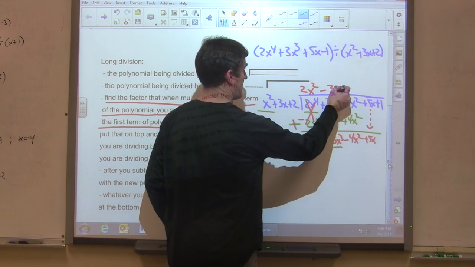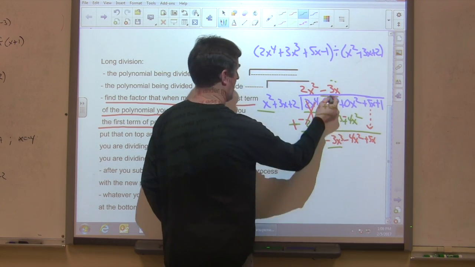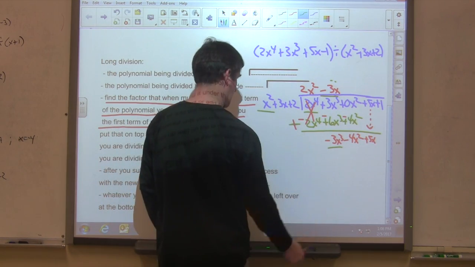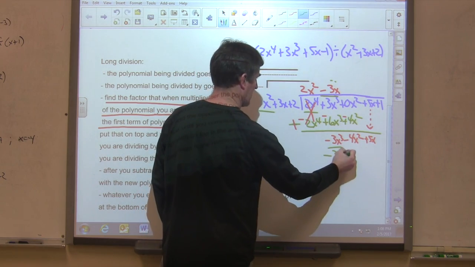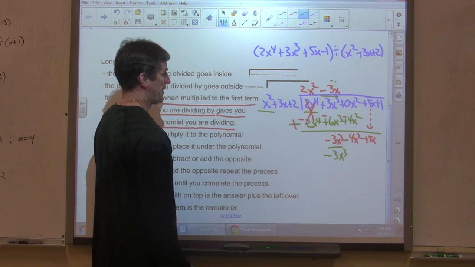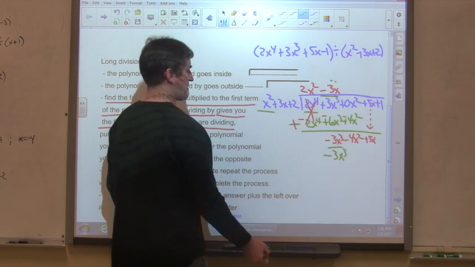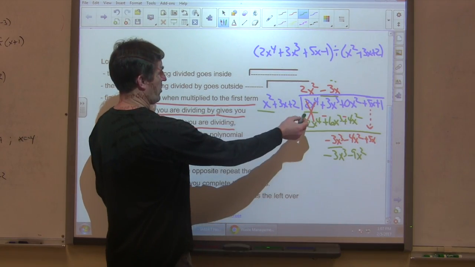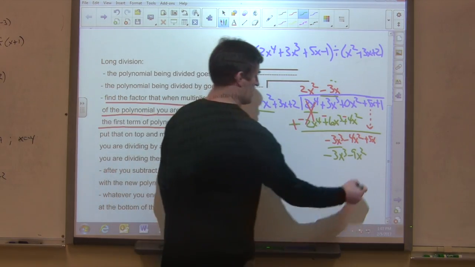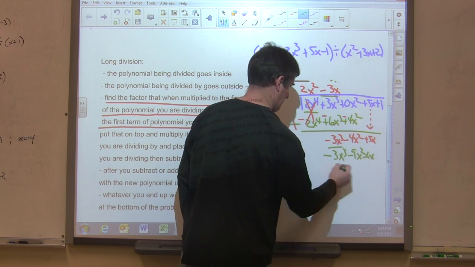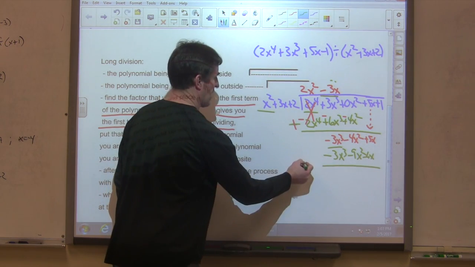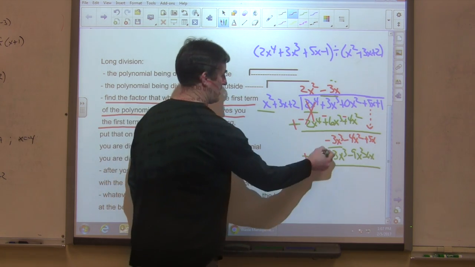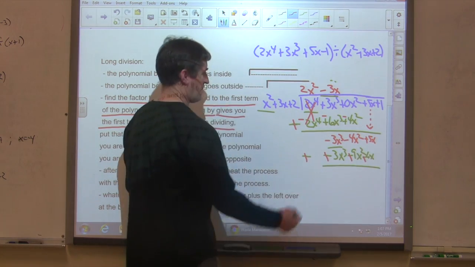I take this negative 3x here, and I multiply it times this whole term. So negative 3x times x squared is going to give me that negative 3x cubed. Again, these should always be the same. Then I go negative 3x times 3x, which is a negative 9x squared. And then I'm going to go negative 3x times 2, which is a negative 6x. Again, I'm going to subtract. So I'm going to change it to addition, change those signs, and combine like terms.